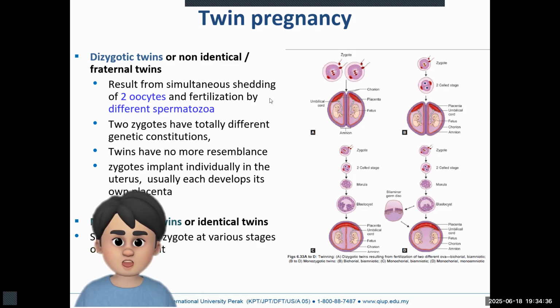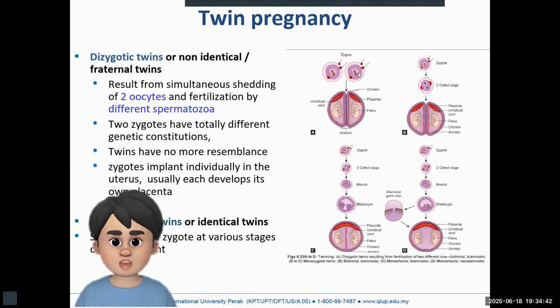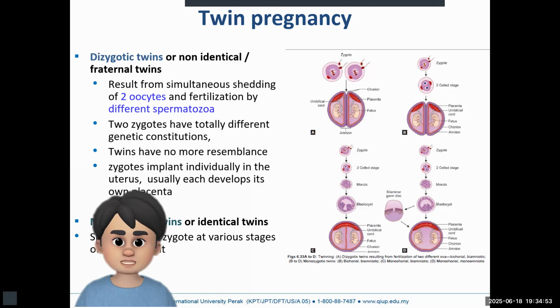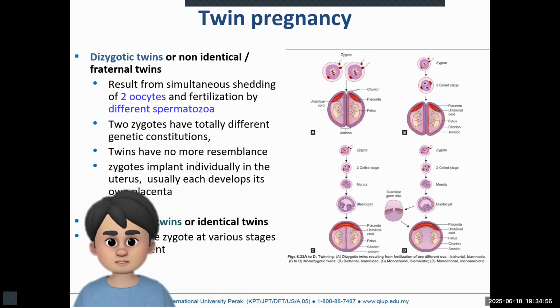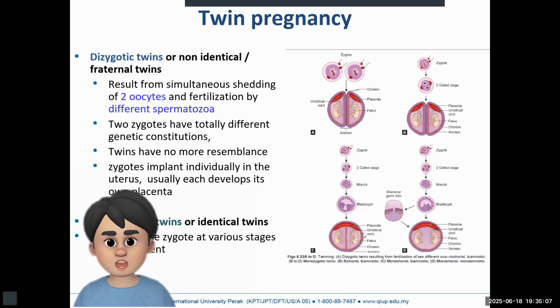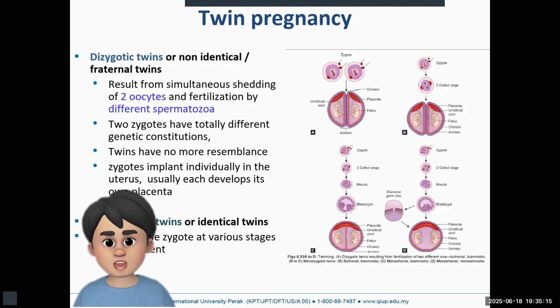Two zygotes have totally different genetic constituents. So these twins are called dizygotic twins. The zygotes implant individually, and the uterus usually envelops each with its own placenta. So you have your own placenta. Remember, the placenta and the umbilical cord are different. The small tube-like one is the umbilical cord, and this is the placenta. Write it down: umbilical cord and placenta. Those are two things.